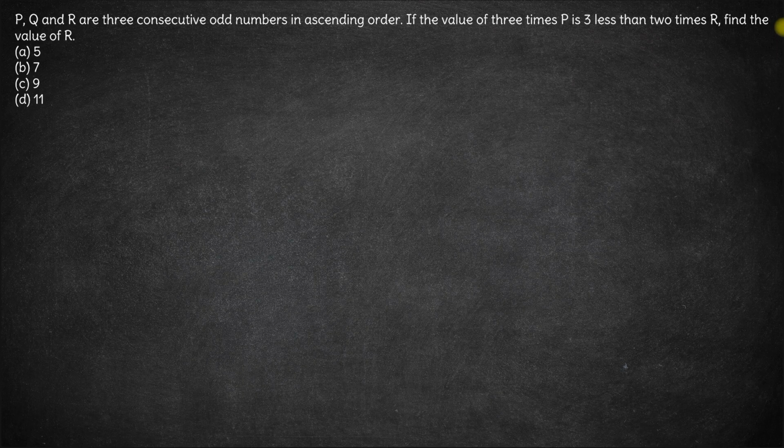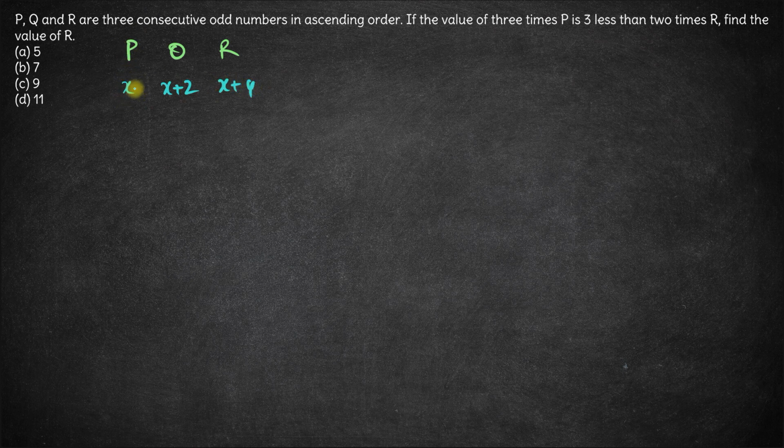Hi. Here in this question, we have P, Q, R, three consecutive odd numbers in ascending order. If the value of 3 times P is 3 less than 2 times R, find the value of R. So we have P, Q and R. They are three consecutive odd numbers. So let's say if P is X, Q will be X plus 2 and R will be X plus 4. Right? Consecutive odd numbers differ by 2. So these are the three consecutive odd numbers.